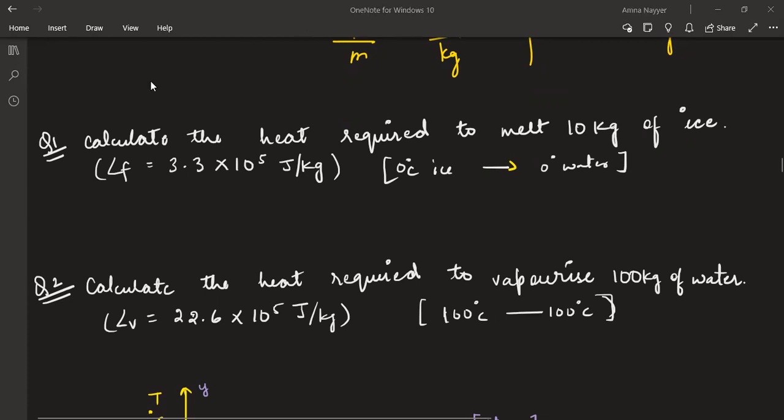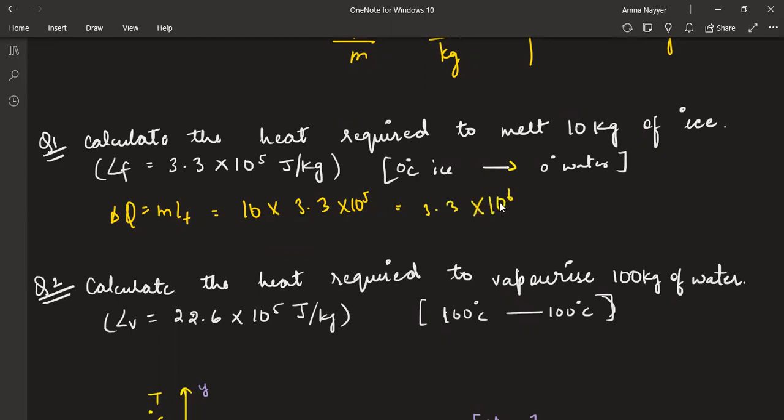To calculate the latent heat required to melt 10 kg of ice, LF is given as 3.3 into 10 to the power 5. Ice is getting converted into water, and fusion is given. So simply you will put delta Q is equal to m LF. That will be 10 into 3.3 into 10 to the power 5. So this becomes 3.3 into 10 to the power 6 joules.